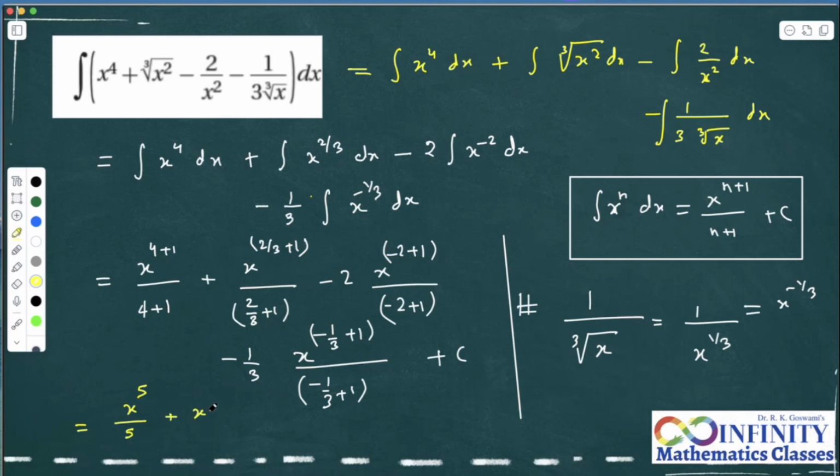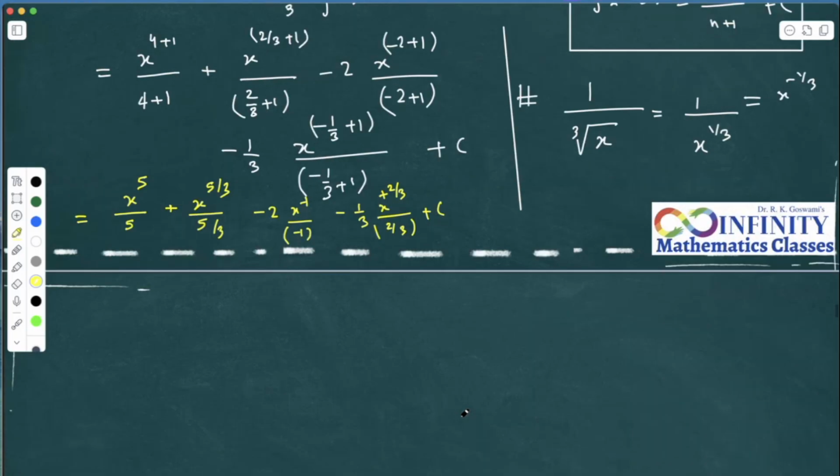Second term is going to be x exponent, how much should it be? 2 by 3 plus 1? X power 5 over 3. Perfectly okay. And the next term, keeping 2 aside, is x power minus 1 divided by minus 1. We will adjust the negative sign in the next step. Next is negative 1 by 3. It is going to be x exponent minus 1 by 3 plus 1, which is how much? Positive 2 over 3. And plus c.